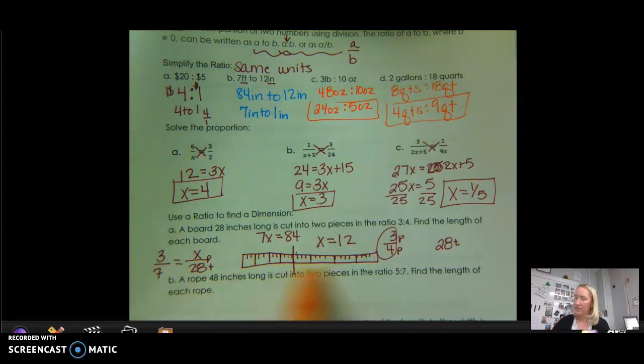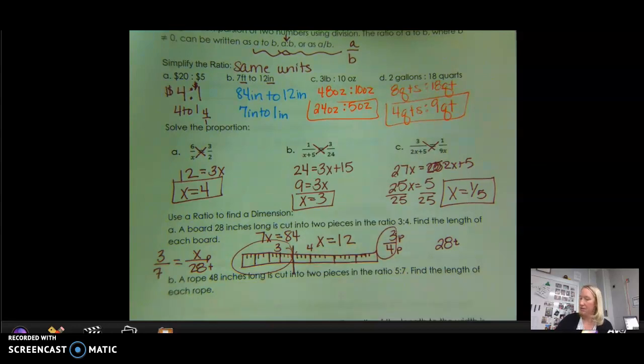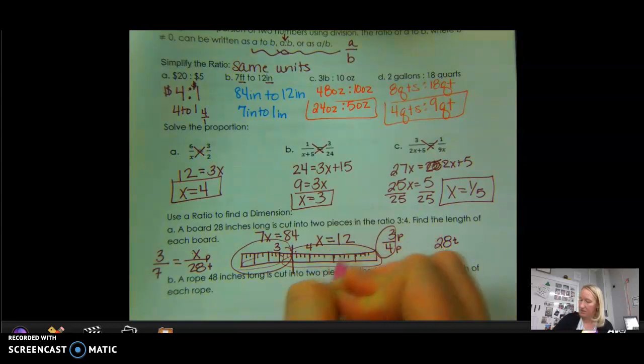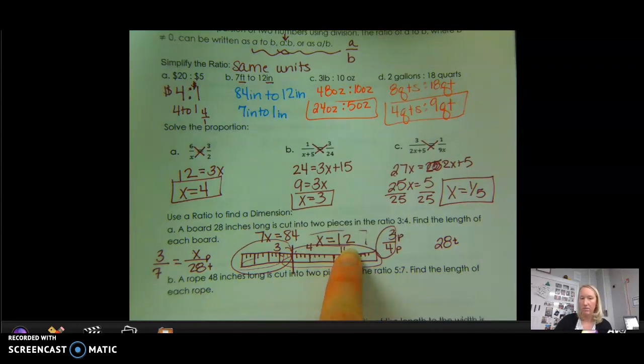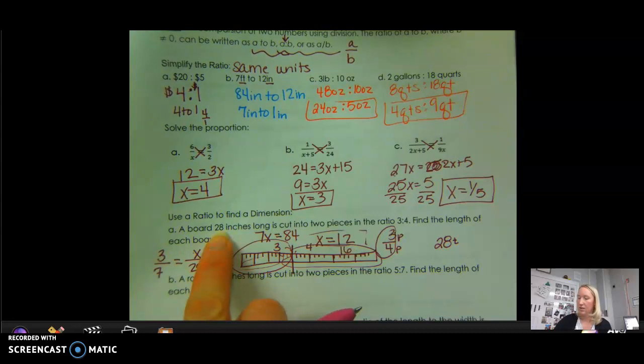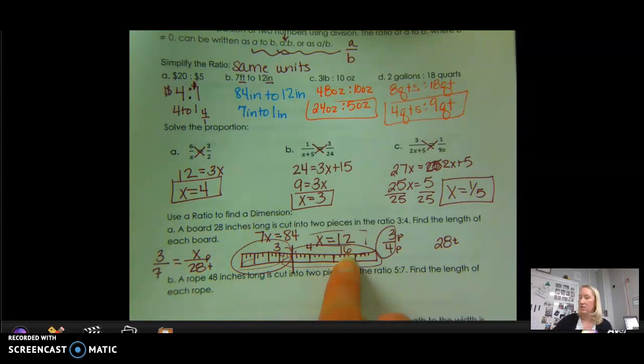So I have 28 inches total here. The 3 to 4, this would be the 3 piece, this would be the 4 piece. There are 3, 6, 9, 12 inches total here, which would leave 4, 8, 12, 16 inches total on that piece, which makes sense because we got that x equals 12, 28 inches long, so 28 minus 12 gives us the 16. So one board would be 12 inches, and the other board would be 16 inches.